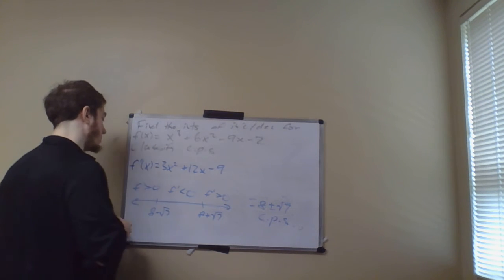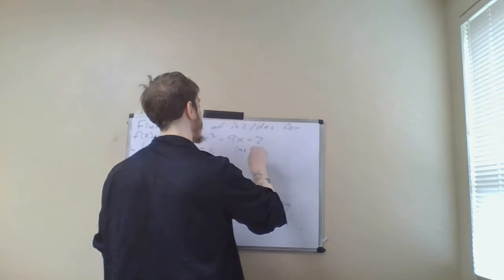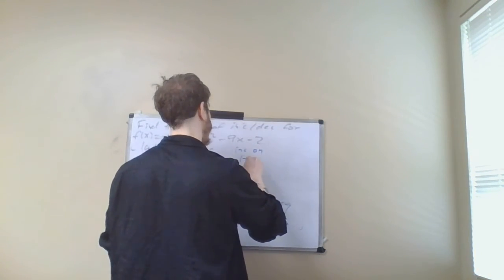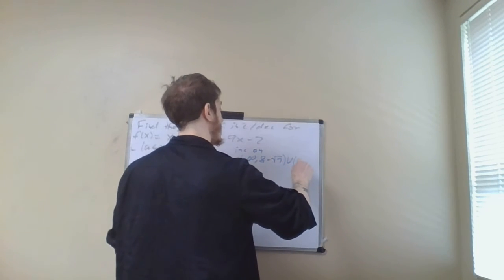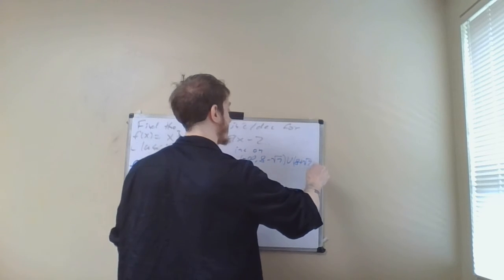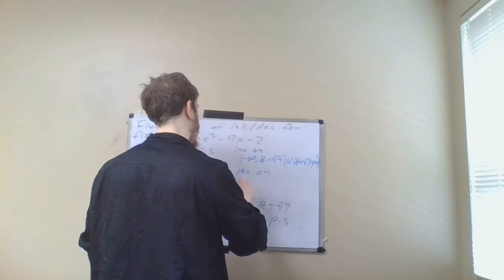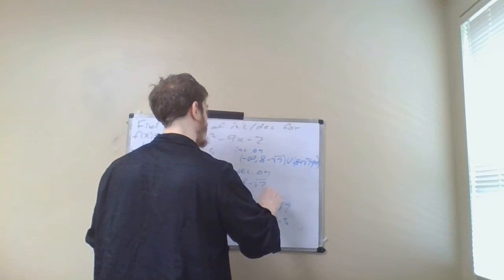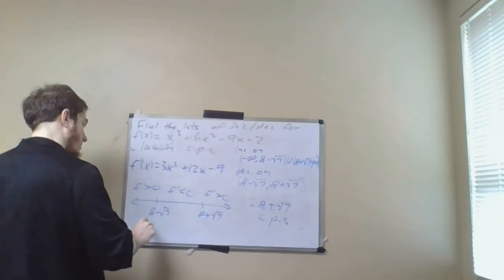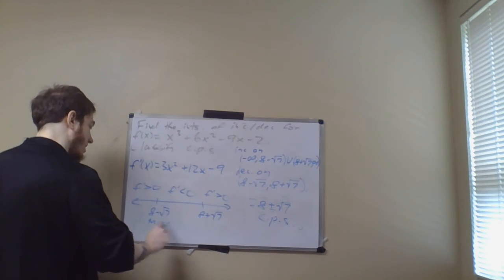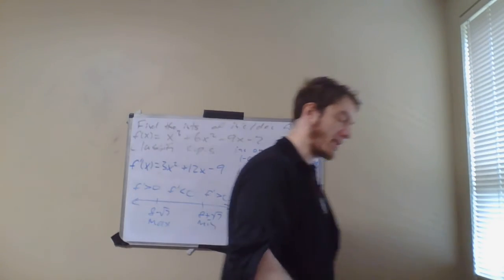So in this case, what we can say is the original function is going to be increasing on minus infinity up to 8 minus square root 7, unioned with 8 plus square root 7 up to infinity, and it's going to be decreasing on 8 minus square root of 7 up to 8 plus square root 7. And it's going to have a maximum here at 8 minus square root 7, a minimum at 8 plus square root 7.